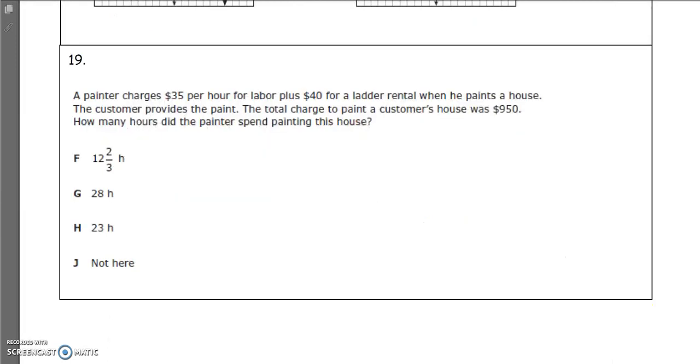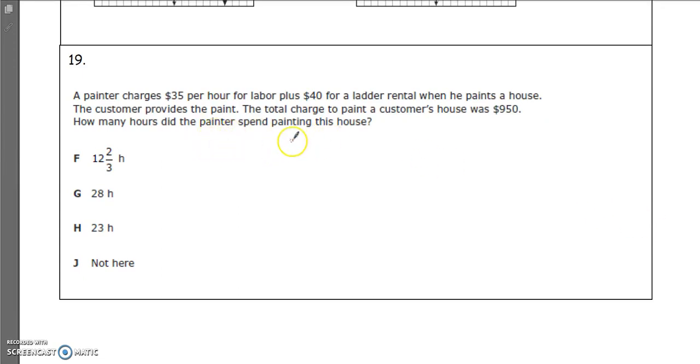Okay, the last one for this particular paper, it says a painter charges $35 per hour for labor plus $40 for a ladder rental when he paints a house. The customer provides the paint. The total charge to paint a customer's house was $950. How many hours did the painter spend painting this house?